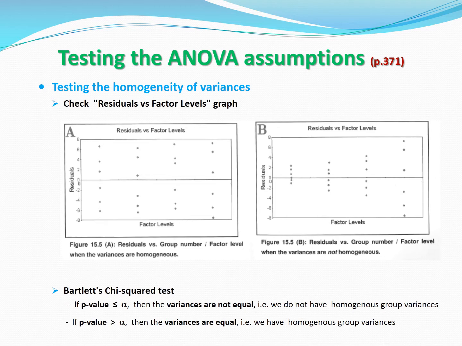But this is very subjective in nature, so a more objective way of testing this assumption is to look at Bartlett's chi-square test that results on the ANOVA output. If the p-value for this test is less than or equal to alpha, then your variances are not equal. But if your p-value is greater than alpha, then the variances are equal, because the null hypothesis for this test states that your variances are equal.